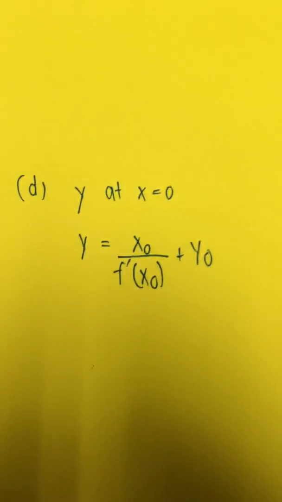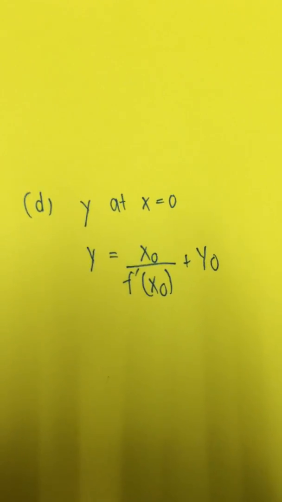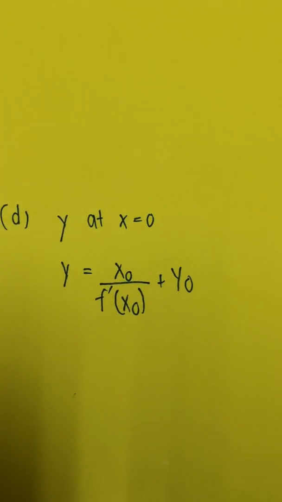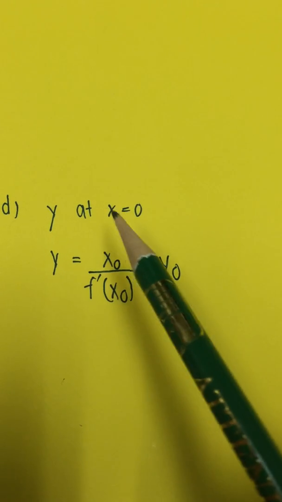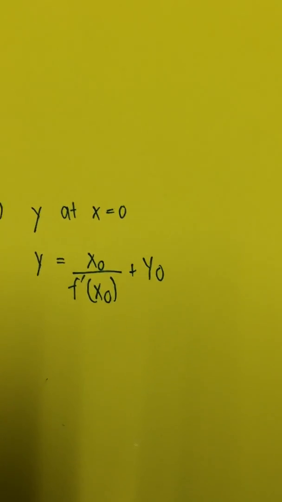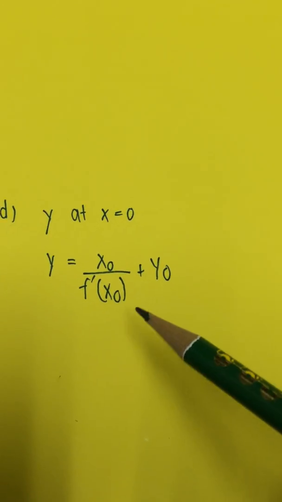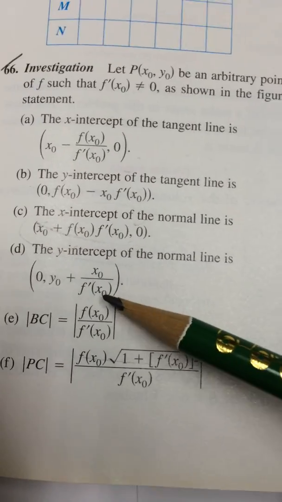And now let's look at D. For D, it asks about the y-intercept of the normal line. So as I said before, y at x equal to 0, we can really relate these two together and come up with this equation. See how this one is similar to this one over here?